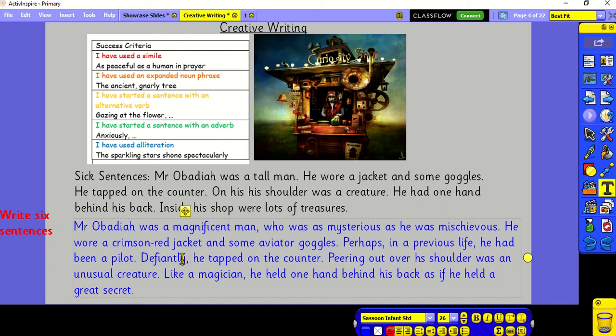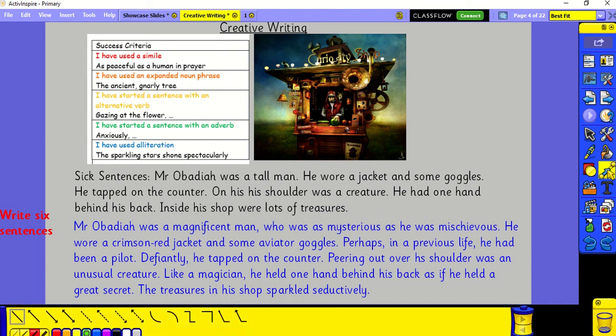And finally, inside his shop were lots of treasures. I'm going to try and use some alliteration now. So I'm going to say, the treasures in his shop sparkled seductively. If something does something seductively, it means it draws you in. So the treasures in his shop sparkled seductively.